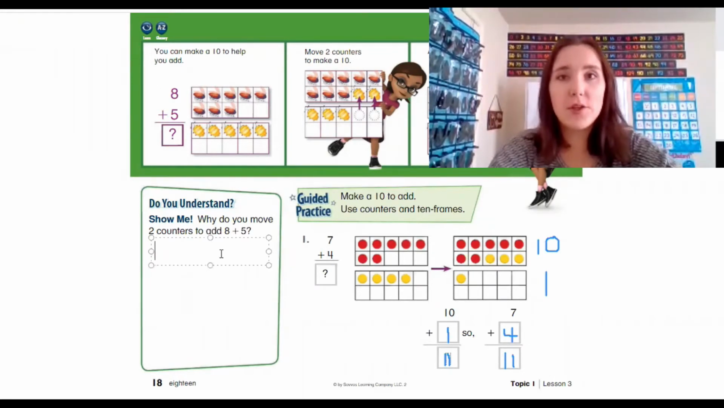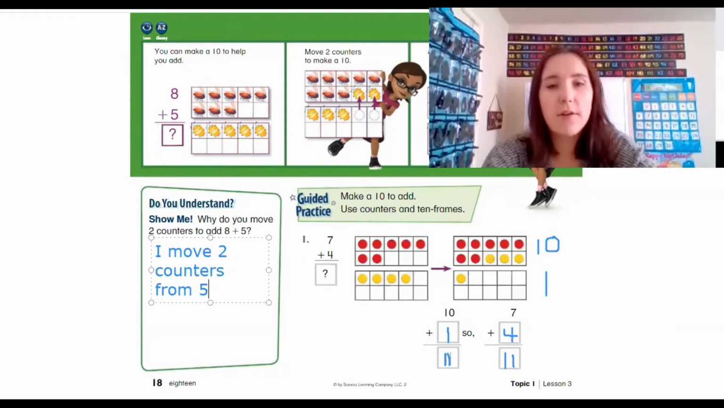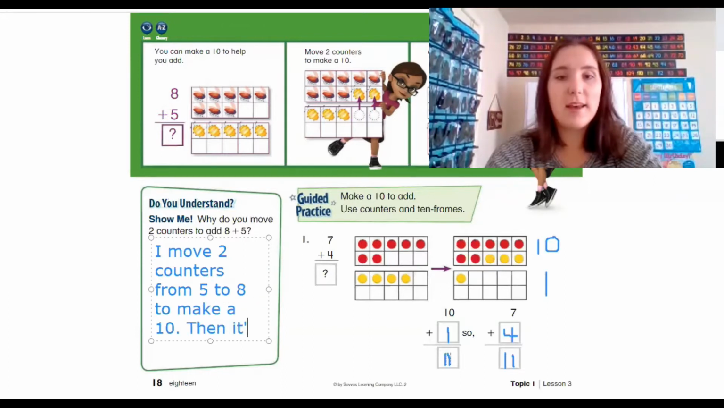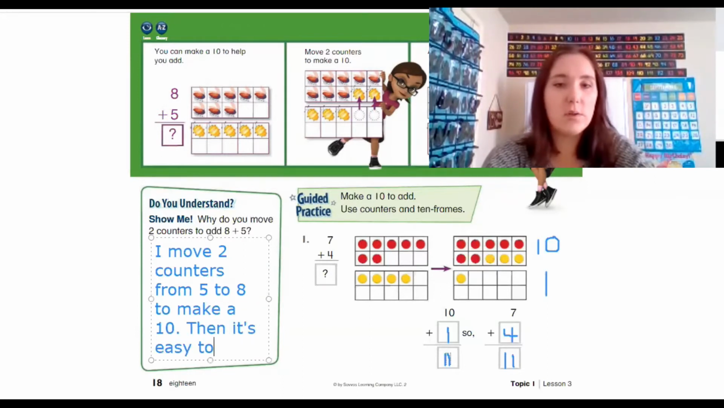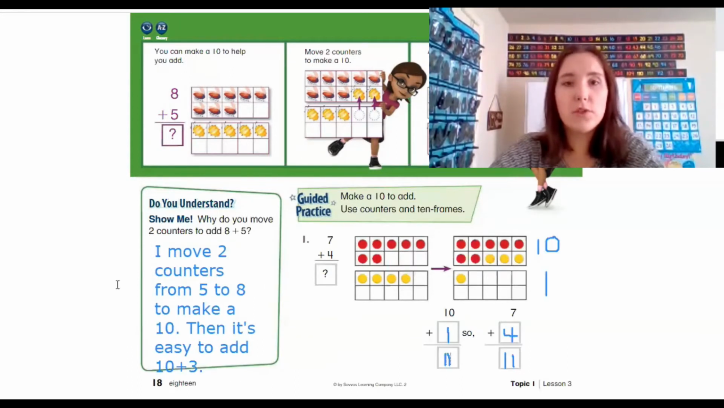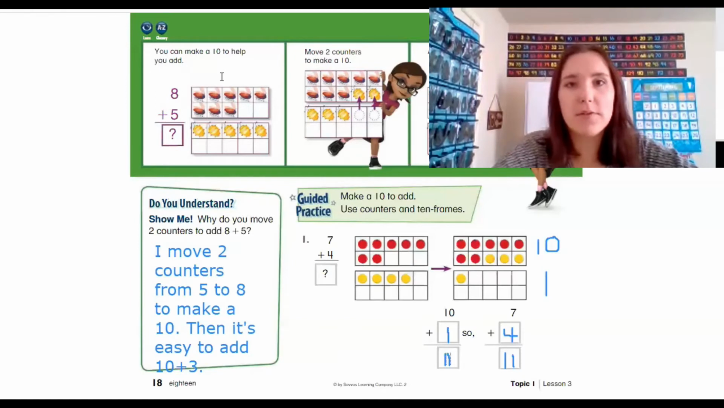Okay, let's talk about the do you understand problem. So we move 2 counters. I move 2 counters from 5 to 8 to make a 10. Then it's easy to add 10 plus 3. So that's why you move 2 counters to add 8 plus 5. Let me show you a picture.